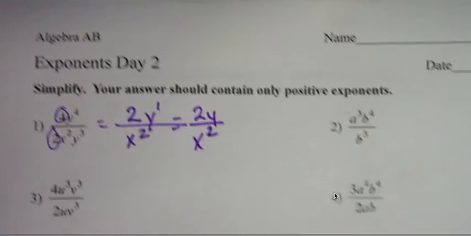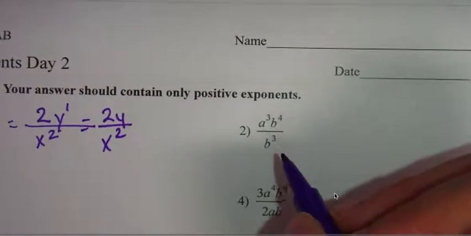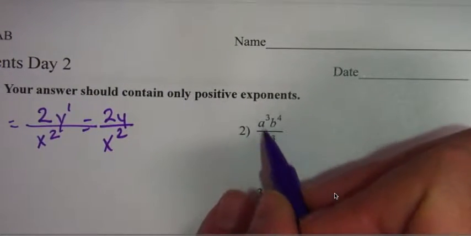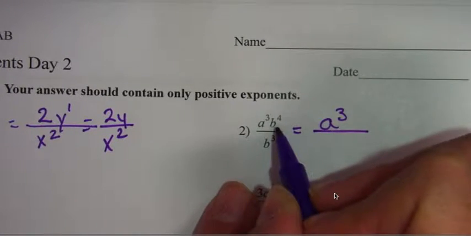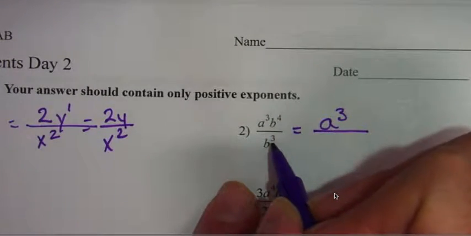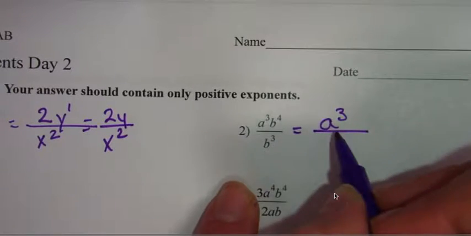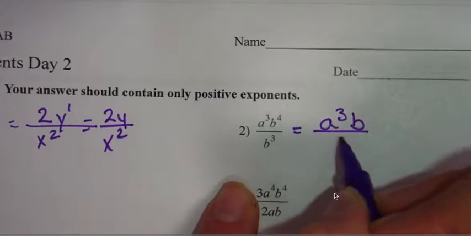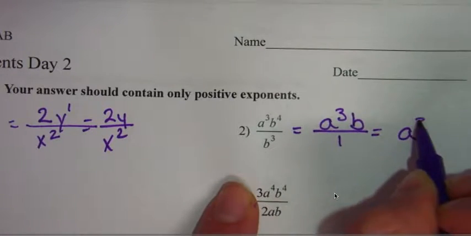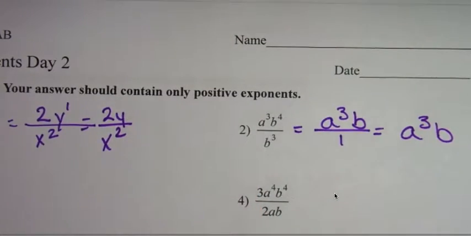Let's jump down to 2. So a to the third doesn't have anybody to cancel out, so he's going to stay in the numerator. B to the fourth, b to the third, 4 minus 3 is 1, and since it's positive 1 and there's more up top, I'm going to stay up there. I can write that over 1, or really I can just write my answer like that.